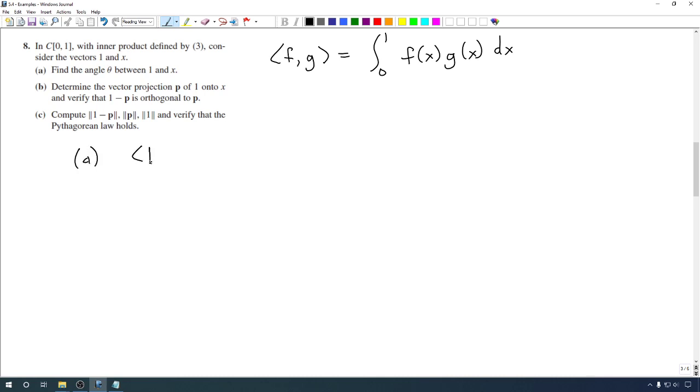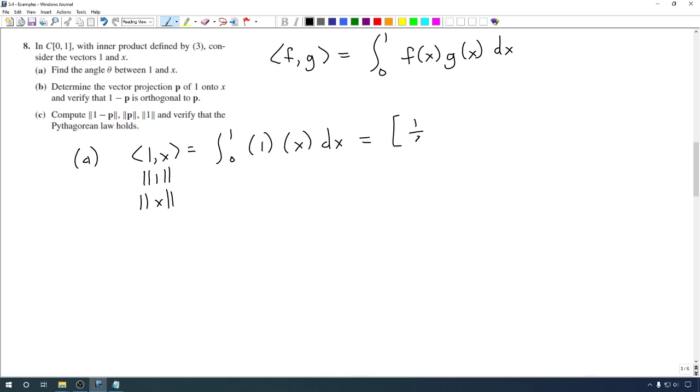We need to find the inner product of 1 and x. We need to find the norm of 1. And we need to find the norm of x using this formula that we have up here. So let's just start with the inner product of 1 and x. This is going to be the integral from 0 to 1. First function is 1, so the f of x is 1. Second function is x. And we're literally just taking the integral of x from 0 to 1.